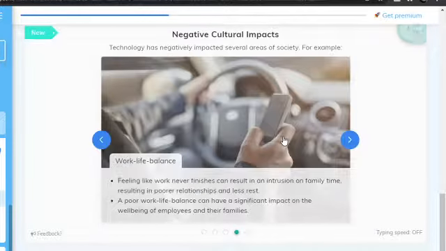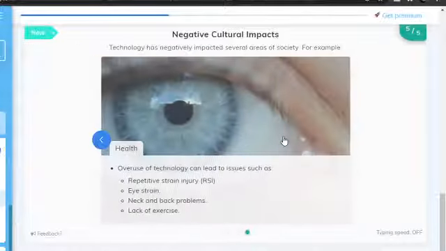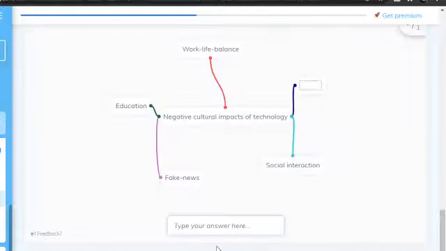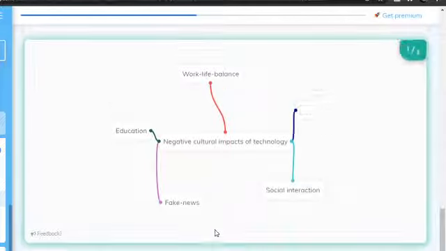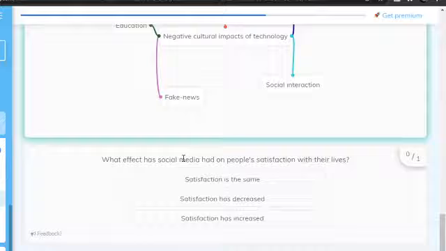Work-life balance. People may feel like their work is getting a bit too overwhelming, or may just push it aside to do social media, I guess. And health, overusing. So negative impacts: health, social interaction, work life, education, and fake news.